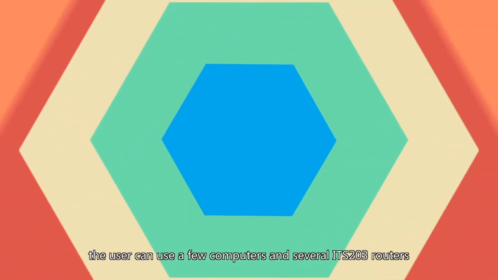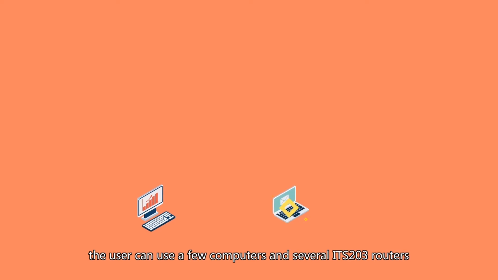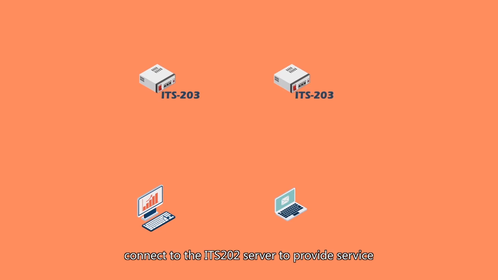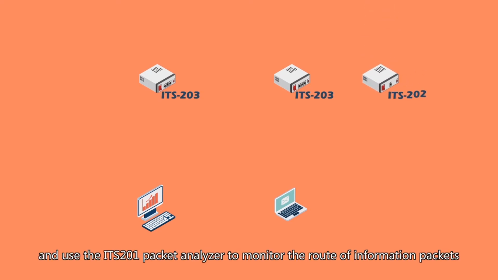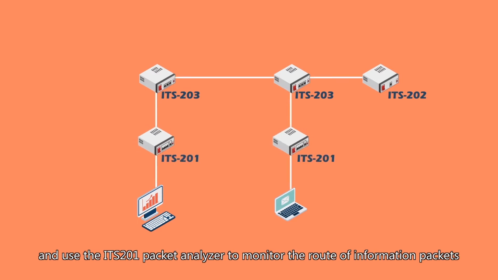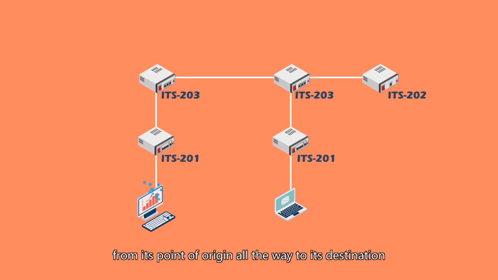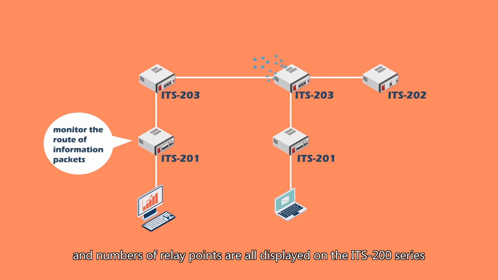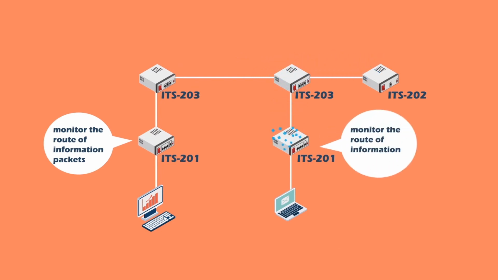In the laboratory, the user can use a few computers and several ITS-203 routers to set up a local area network, connect to the ITS-202 server to provide service, and use the ITS-201 packet analyzer to monitor the route of information packets from its point of origin all the way to its destination. Such routes selected and numbers of relay points are all displayed on the ITS-200 series.